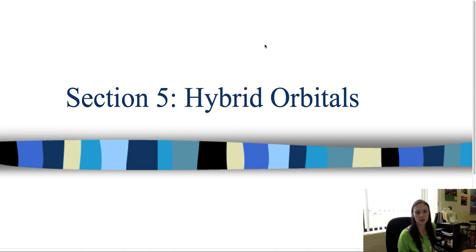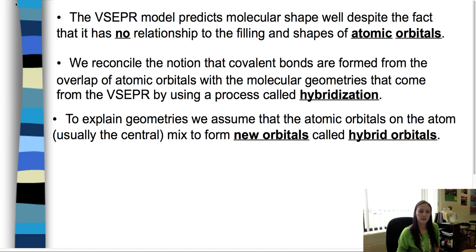All right, section 5 is going to deal with hybrid orbitals, and this is something completely new for us. The VSEPR model predicts molecular shape well, despite the fact that it has no relationship to the filling and shapes of atomic orbitals, so nothing to do with the s, p, d, and f at all. We reconcile the notion that covalent bonds are formed from the overlap of atomic orbitals, that we just looked at in the previous section, and we use this process called hybridization.